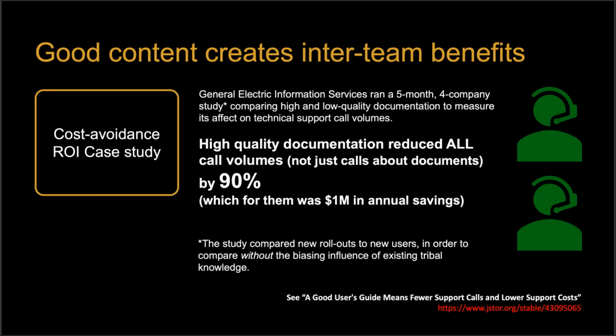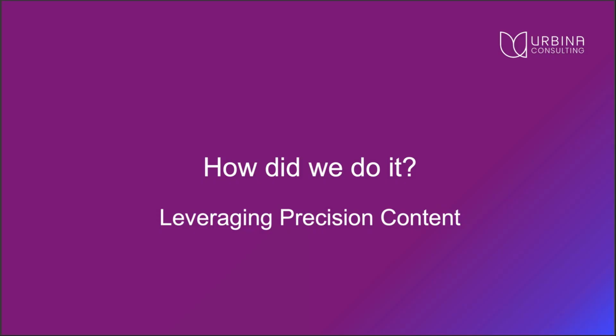And they saw that high quality documentation reduced all call volumes, not just calls about documents, but all call volumes, by 90%, which for them was $1 million in annual savings. So good quality content has a ripple effect across other channels. And if you can present that in an effective and customer-centric way that helps them along their journey, then you're helping them, and you're helping, of course, your own brand and your own business.